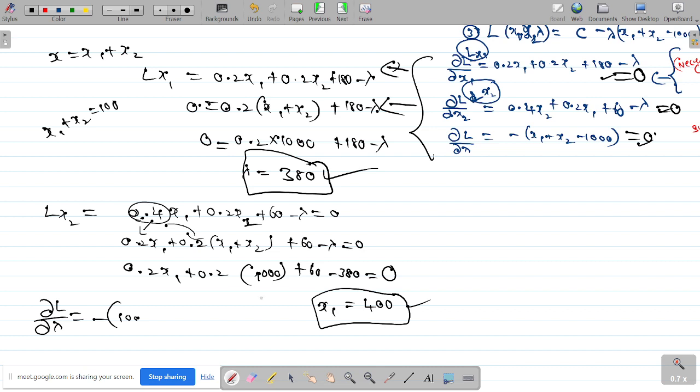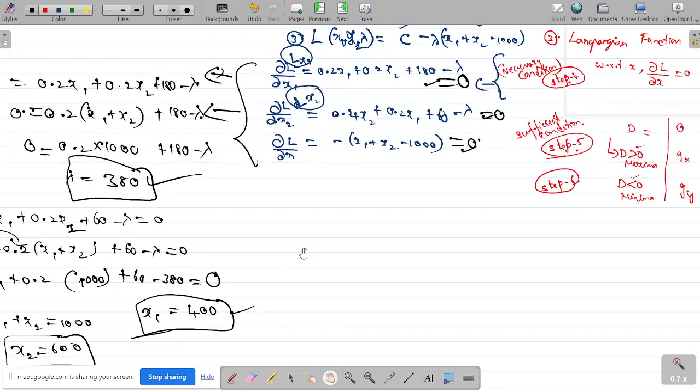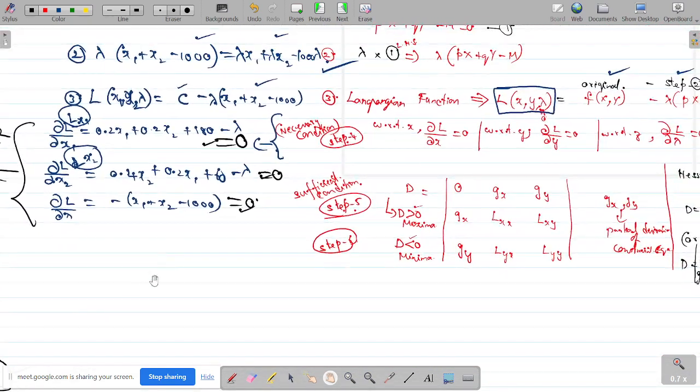எதை substitute பண்ணலாம்? x1 plus x2 is equal to 1000. அப்போ x1 400 னா x2 வந்து 600. So I got these 3 values for x1, x2 and lambda value கிடைச்சிருக்கு. Okay, so now I'll come back for this next case.